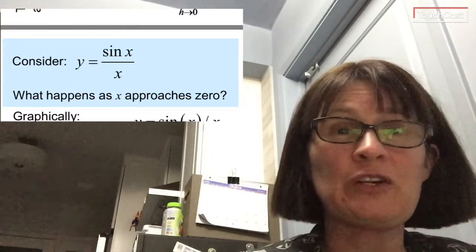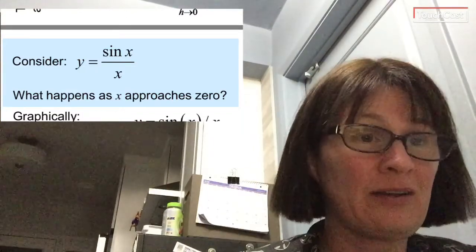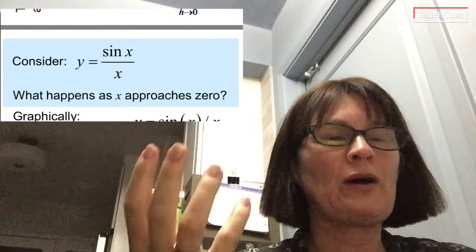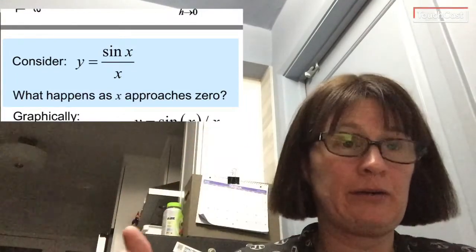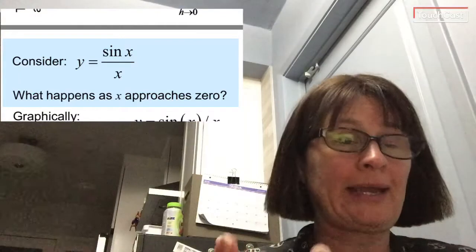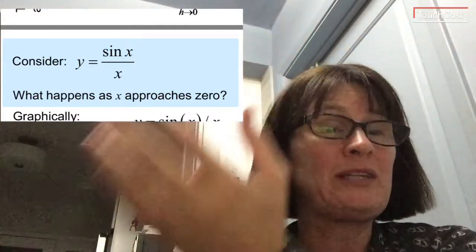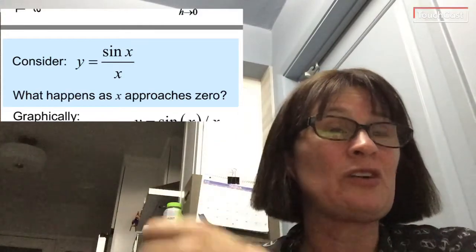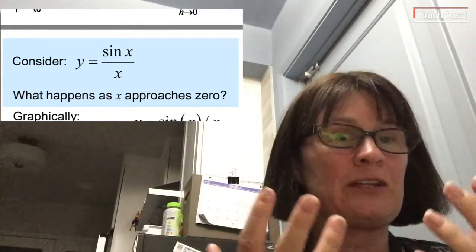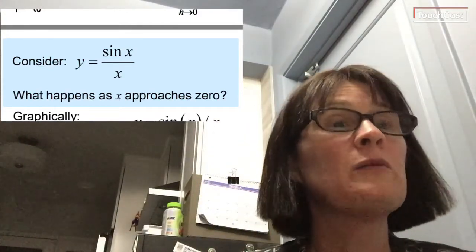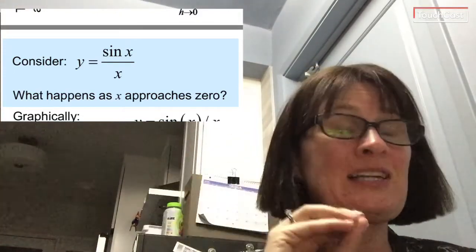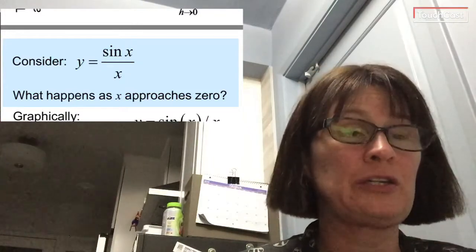So if I just gave you this function, y is the sine of x divided by x, and I said, what's y when x is 0? You would have to say, Mrs. Hicks, there's no way I can answer because I would be dividing. Sine of 0 is 0, and x would be 0, so I'd have 0 divided by 0, and division by 0 is undefined. So it turns out that's totally true. Y is completely undefined when x is 0.